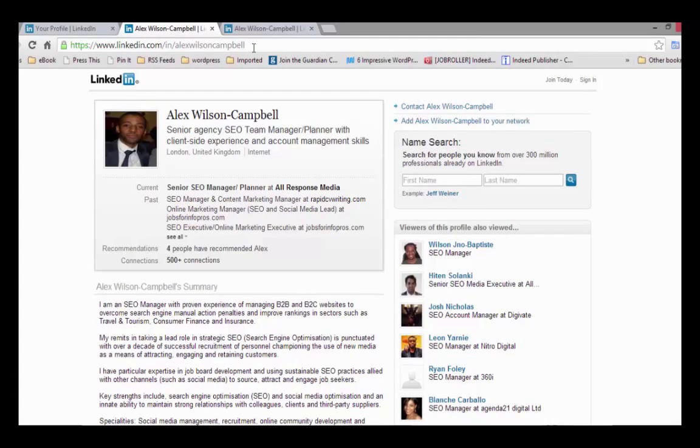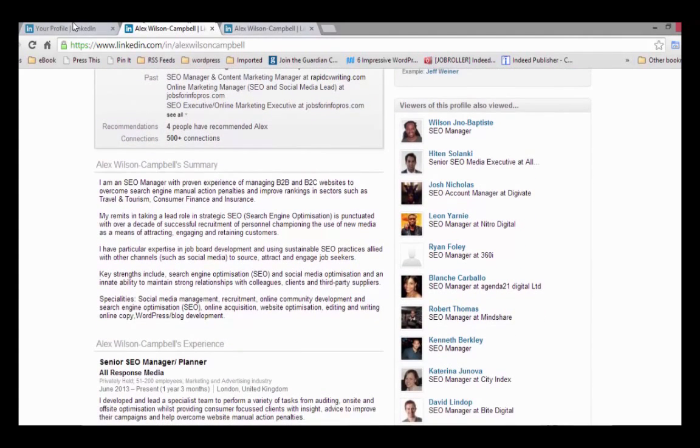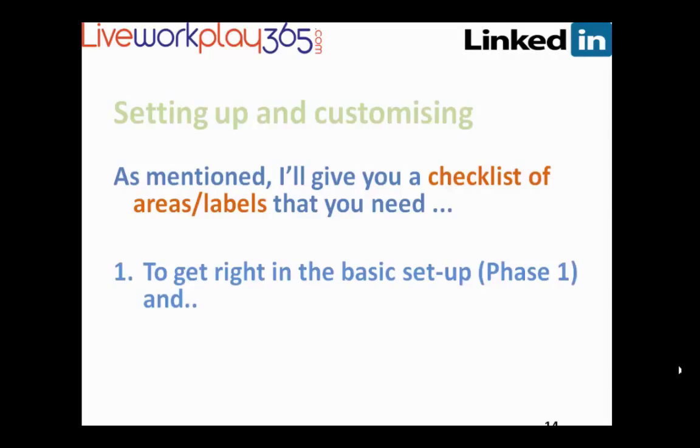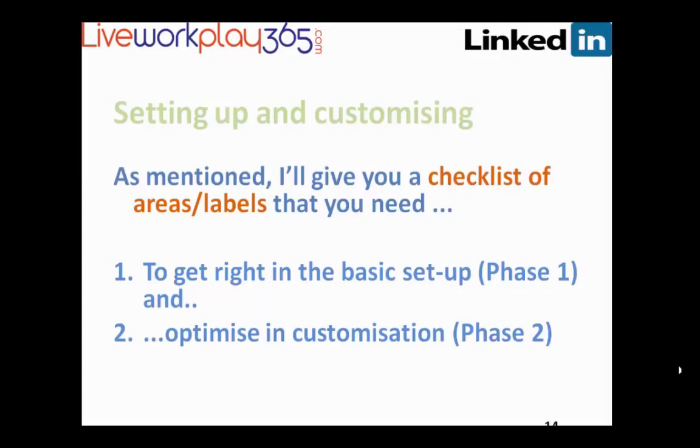So these are all important areas and labels which can be customized and optimized. And these are areas that I'm going to talk to you about a little later on. As mentioned, I'll give you a checklist as well. So there's no need to write everything down that I say. I'll provide you the checklist towards the end, and you can email me if you want a copy of the checklist as well. It's important to actually get the right basic setup for your profile, as I mentioned before. And that's what I refer to as phase one, I suppose you could say. And phase two is actually optimizing and customizing the basic setup.